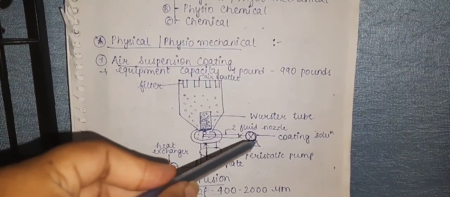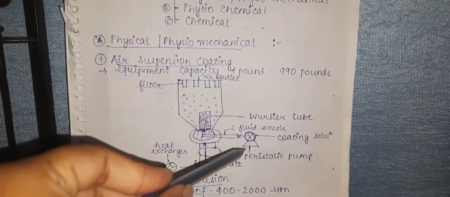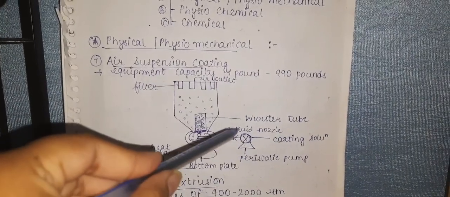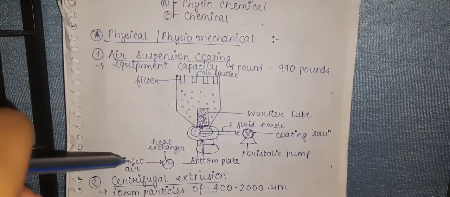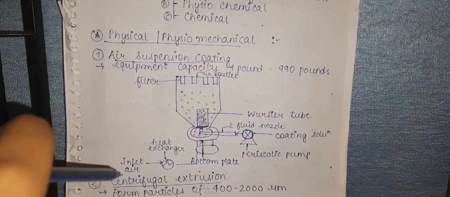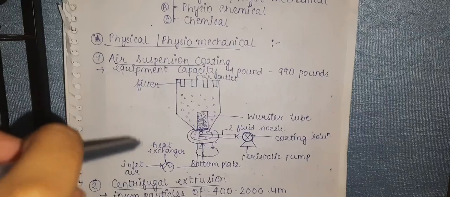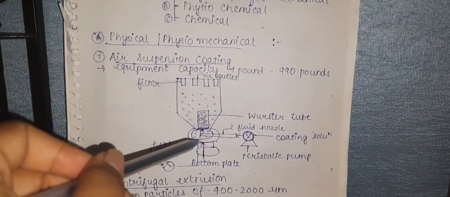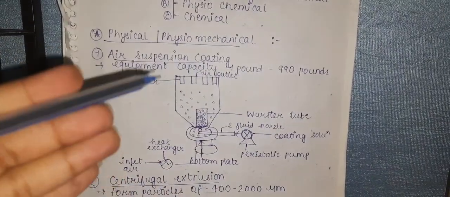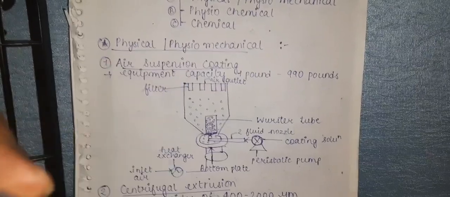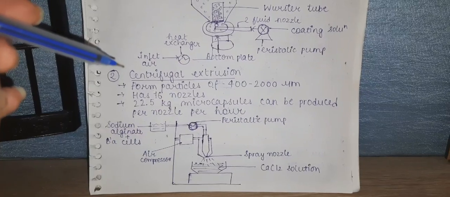Now here your coating solution will be present, and a peristaltic pump will be attached to it. Then from here the air will go inside. So this is the inlet of air, this is a heat exchanger, and this one right here is our bottom plate. So if you remember the diagram, you will be able to write it down and explain it more in your own words.